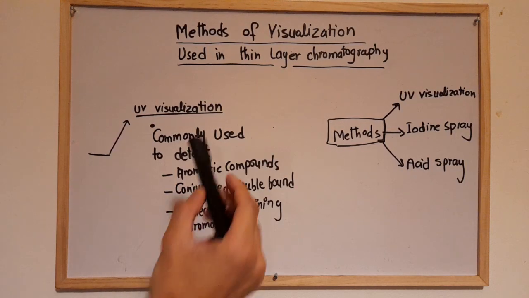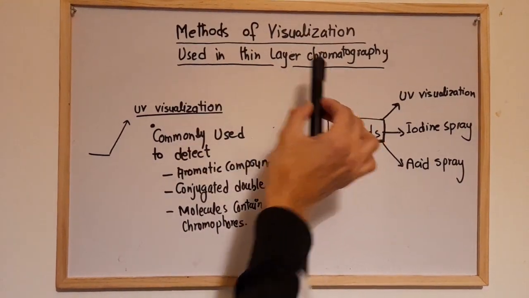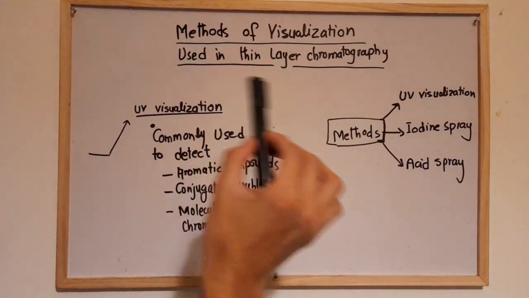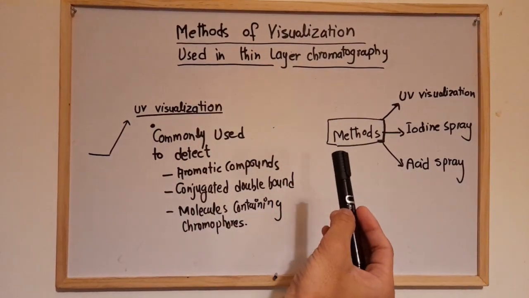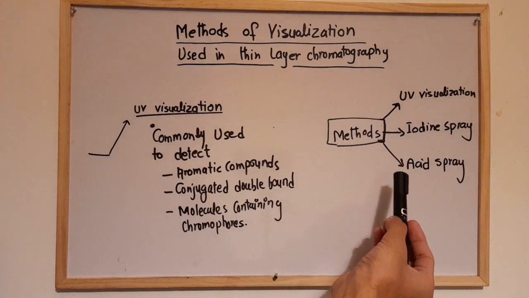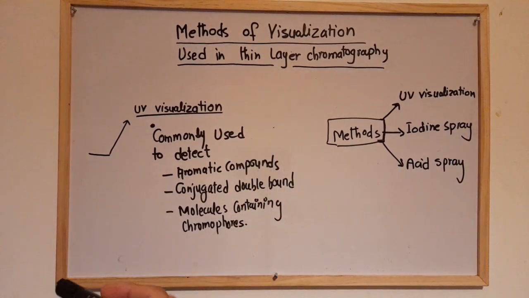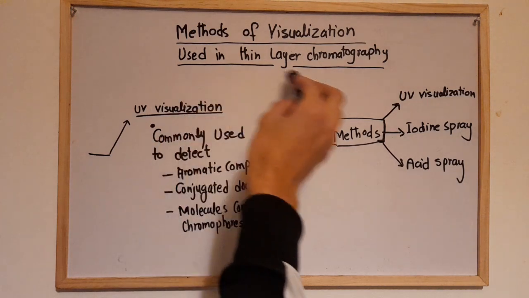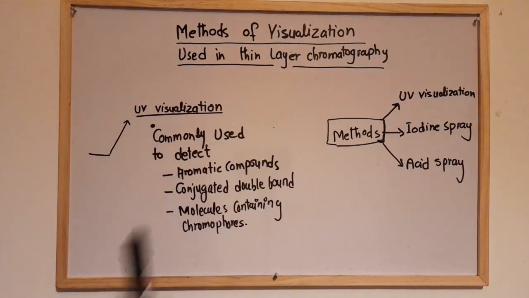Welcome to our channel. So today we'll be discussing methods of visualization used in thin layer chromatography. This is the most important topic of TLC because these methods help us to identify which components are present in our mixture. So how does this method of visualization work? First, I will give you a background so that you will be able to understand why there are different methods of visualization used in TLC.